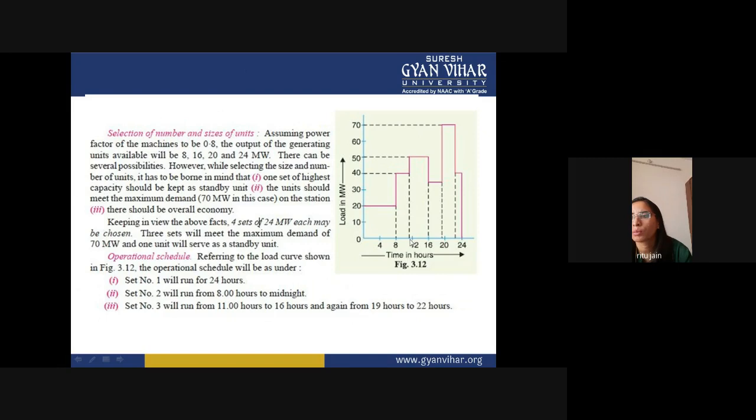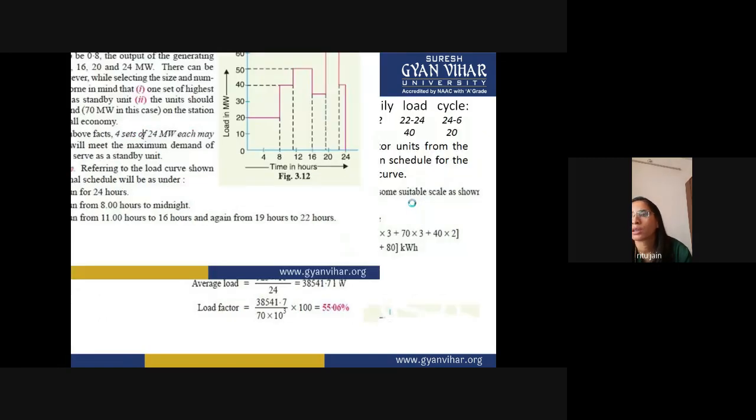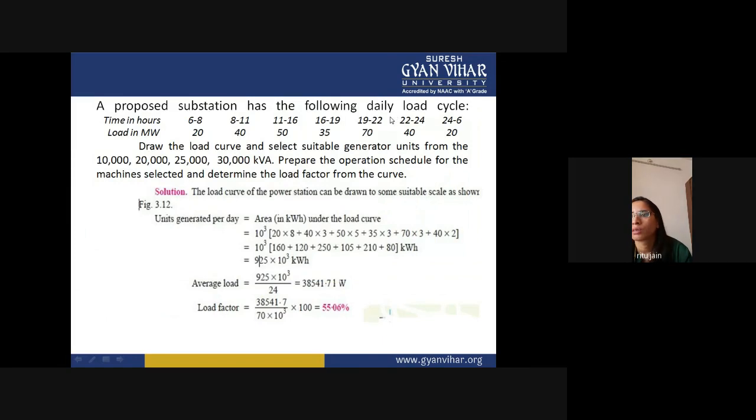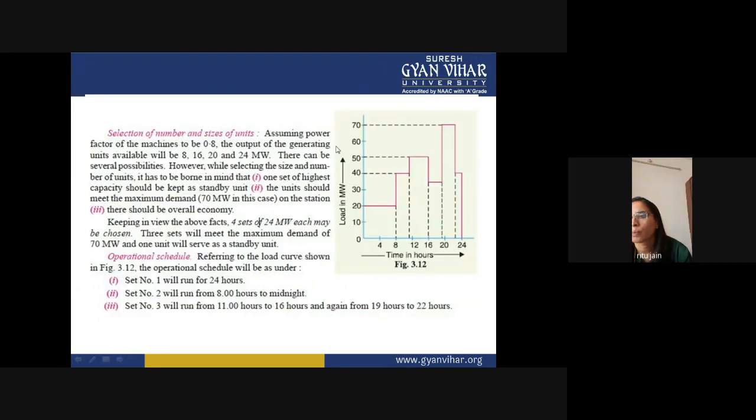From 11 a.m. to 4 p.m. you required 50 megawatt. Then from 4 p.m. to 7 p.m. you required 35 megawatt. So this is your 35 megawatt load, which is required from 16 to 20 hours.